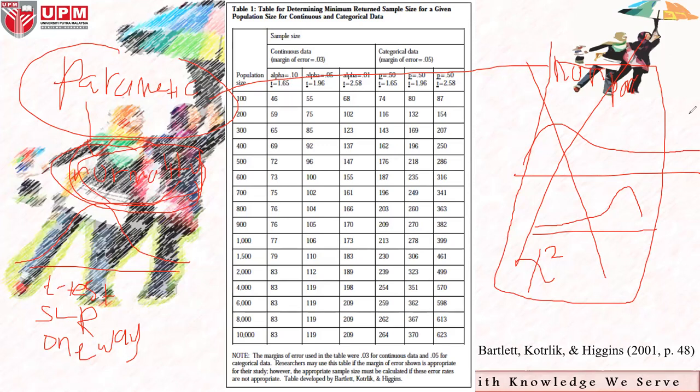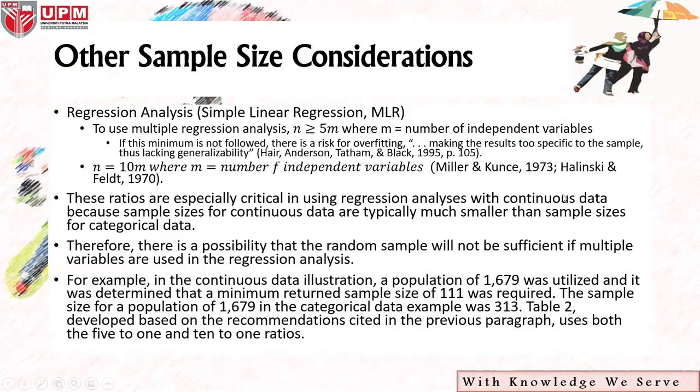Okay, sebab tu saya tak letak kat sini Krejcie and Morgan table. But if you attend another research method class, probably the instructor will share with you. But I do not share with you because I thought we have another better option. Cochran, kita ada table Bartlett ni. Ada lagi lain. Clear?